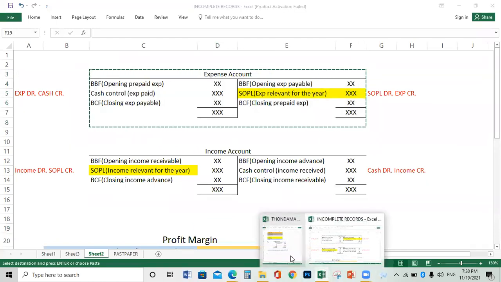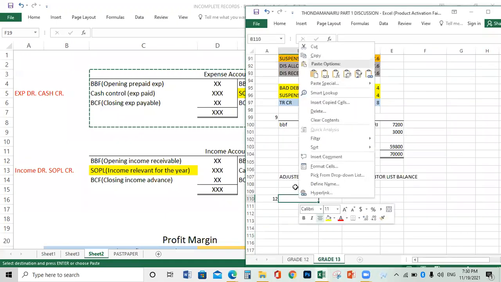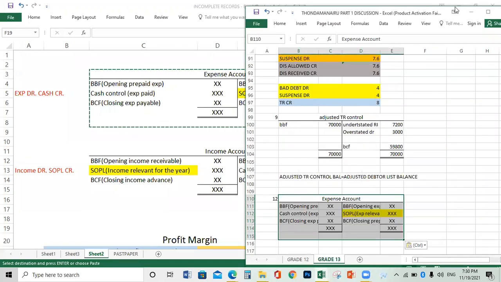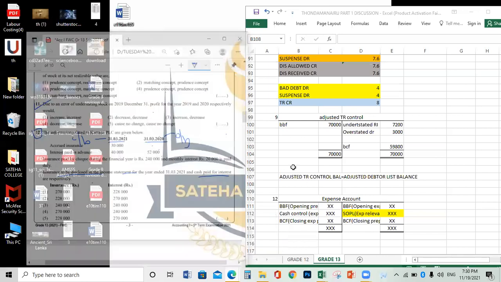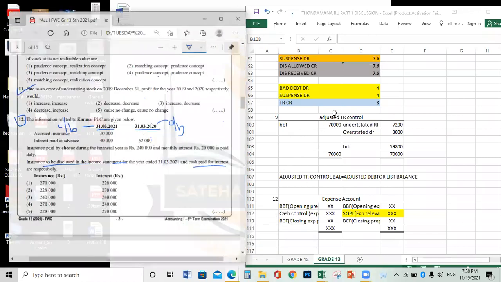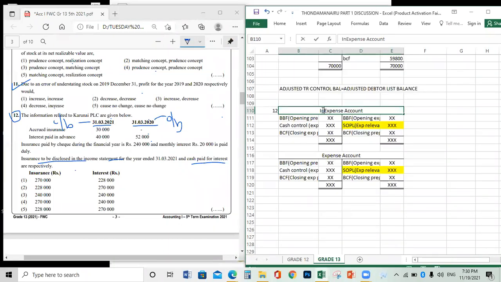Now I'm going to put this expense account here, and then we will find the missing figure. They have given you information about insurance and interest, so you are going to draw an insurance expense account and an interest expense account.